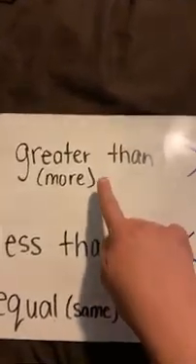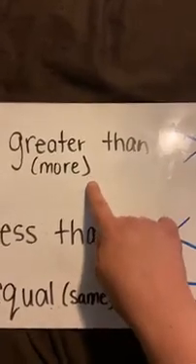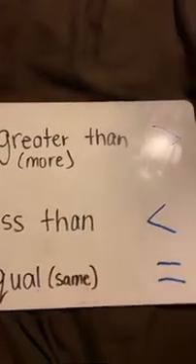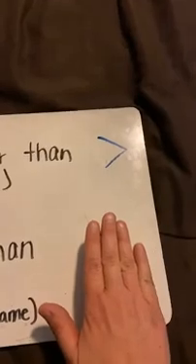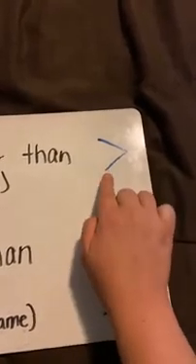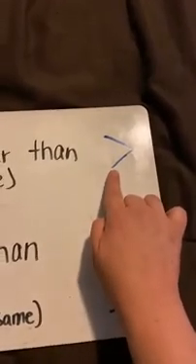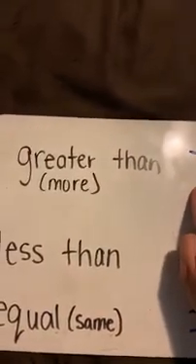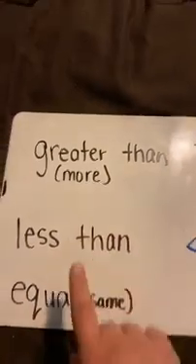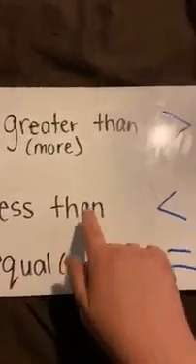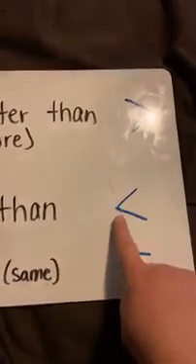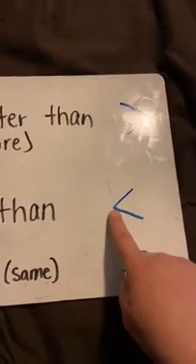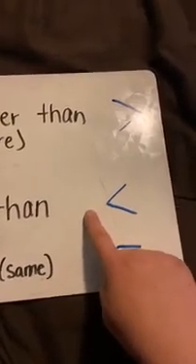So if I say greater than, I have a special symbol that I use for greater than, and it looks like this. Here's my alligator mouth, and my alligator mouth opens to the greater number or the bigger number because it's more. Less than. Well, if it's less than, my alligator mouth doesn't open to it. So it looks like this. Less than points to the smaller number.